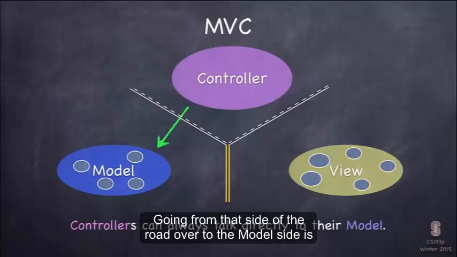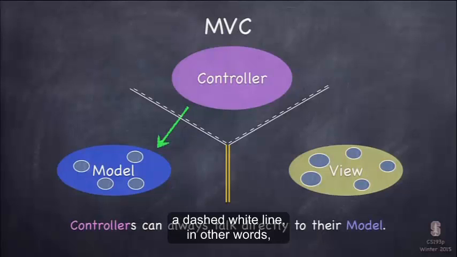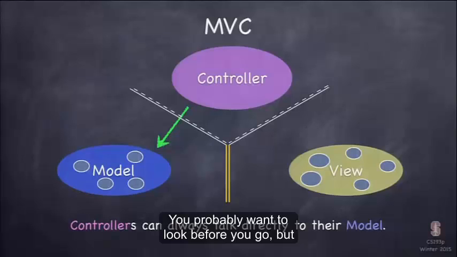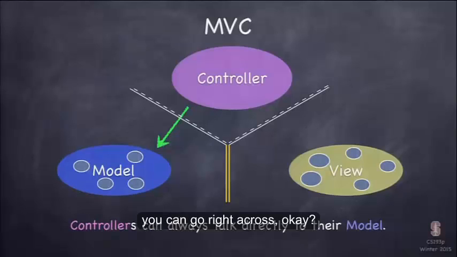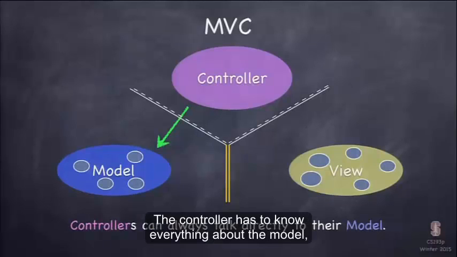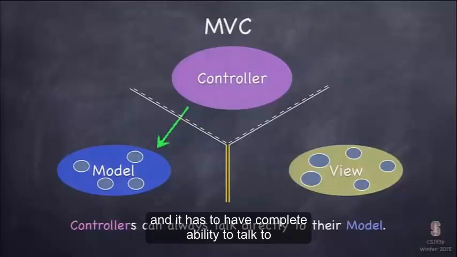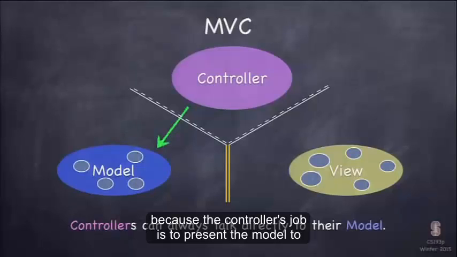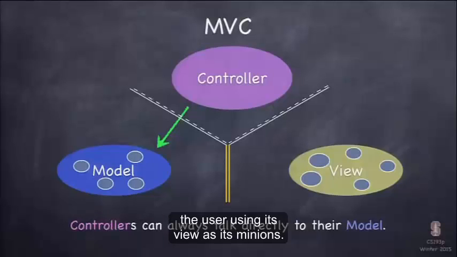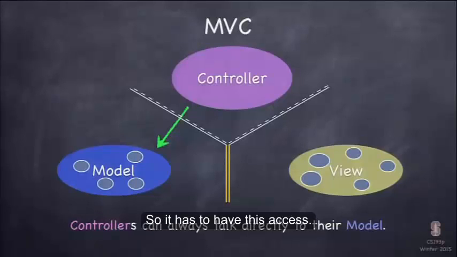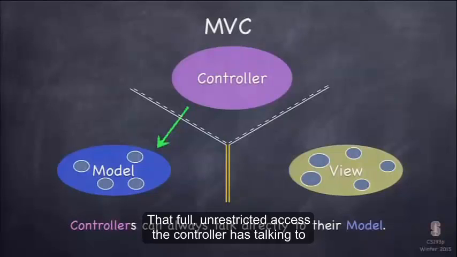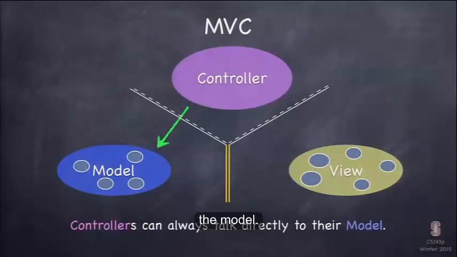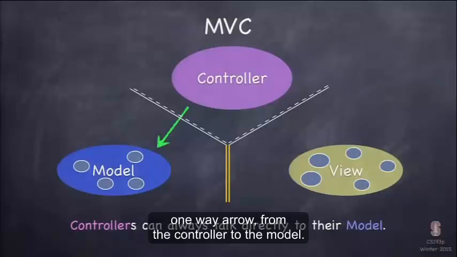Okay? Well, going from that side of the road over to the model side is a dashed white line. In other words, you can head right across there. Probably want to look before you go, but you can go right across, okay? The controller has to know everything about the model, and it has to have complete ability to talk to the model, use its public API as much as it wants, because the controller's job is to present the model to the user using its view as its minions. So it has to have this access. So that's full unrestricted access the controller has talking to the model. This is a one-way arrow from the controller to the model.